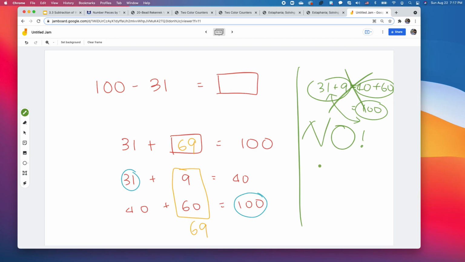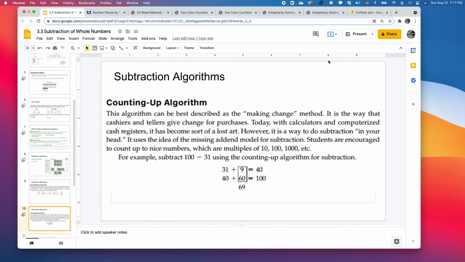Okay? So you need to rather do 31 plus 9 is 40. Then rewrite 40 and 60 is equal to 100. Okay? Be careful about that. Okay, that's very important. Alright. And we're moving on to the next slide.